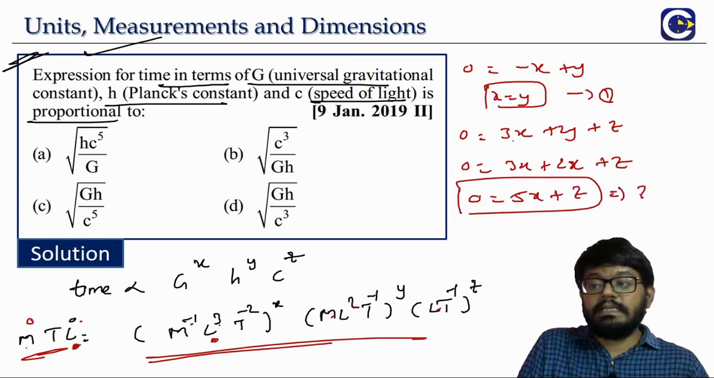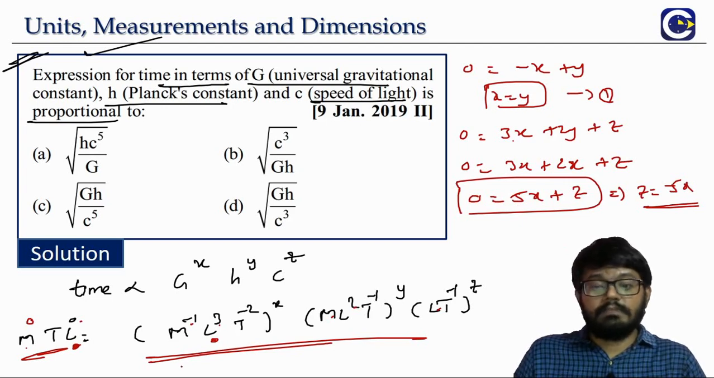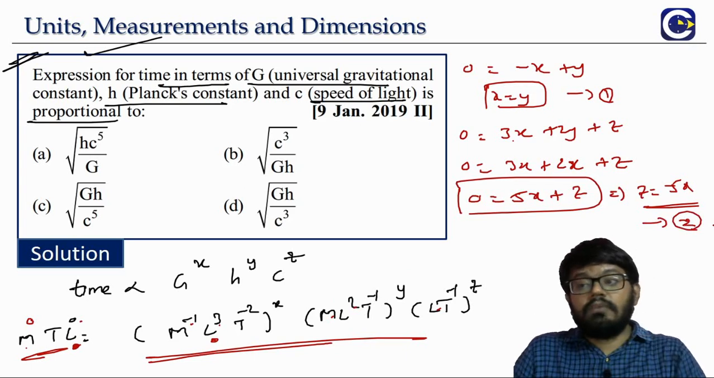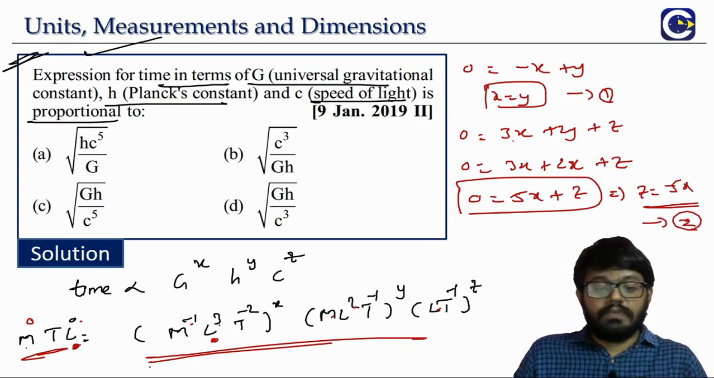I can also say that z is equal to minus 5x. Maybe we can call it equation 2. So equation 1 says x is equal to y, and equation 2 says z is equal to minus 5x.